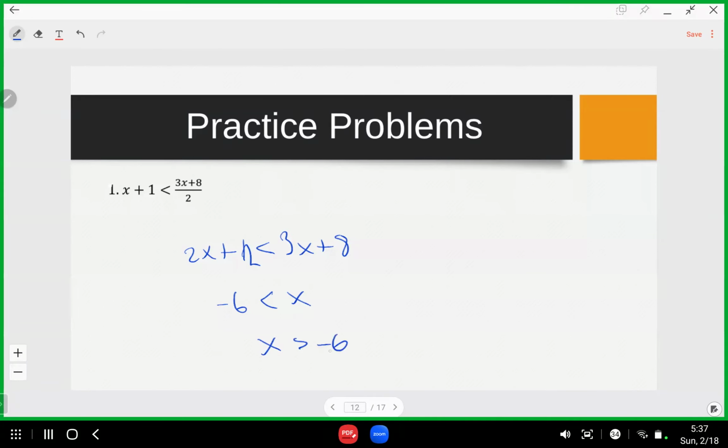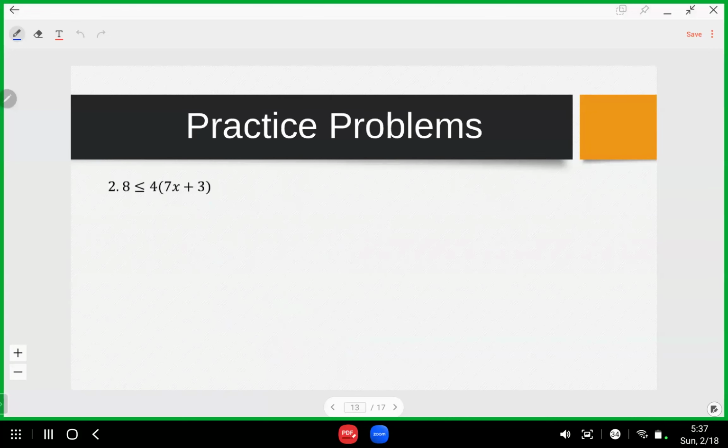Very good. Yeah, okay. I don't know what the rest of you did, but it was that simple. So make sure whenever you have a fraction, do not work with it. Just multiply first and make your life a lot easier. All right, so let's go to number 2.